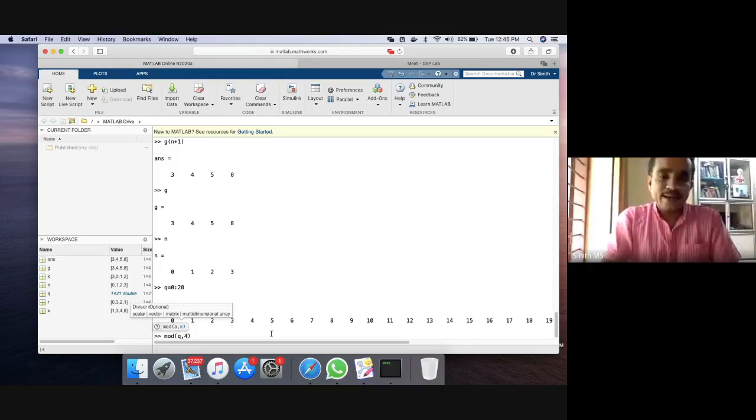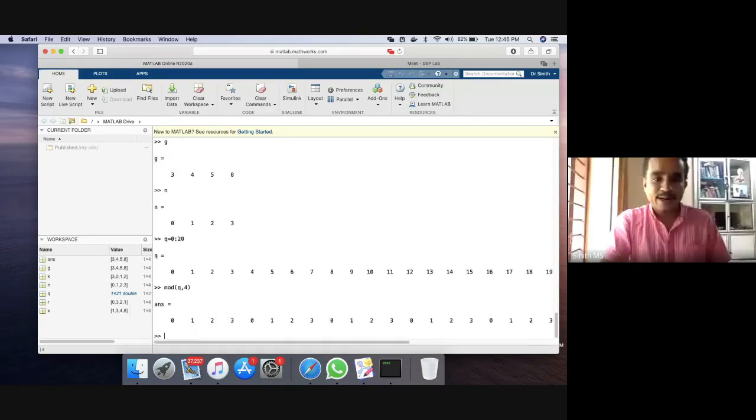Similarly, if you take mod 5 comma 4, you divide by 4 and consider the remainder, which will be 1. So this whole array q is going to become 0, 1, 2, 3, 0, 1, 2, 3, 0, 1, 2, 3 like that. Let us see what happens. Mod q comma 4. You can see that it is 0, 1, 2, 3, 0, 1, 2, 3, 0, 1, 2, 3 because we have taken mod q comma 4.